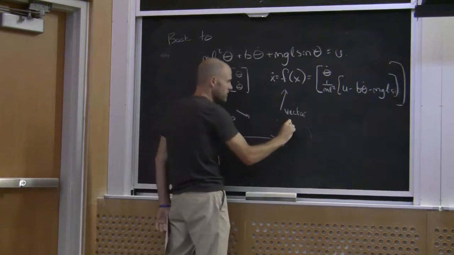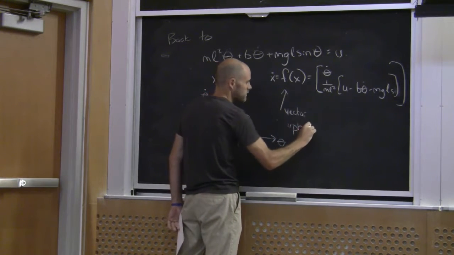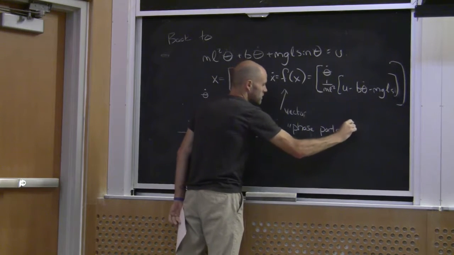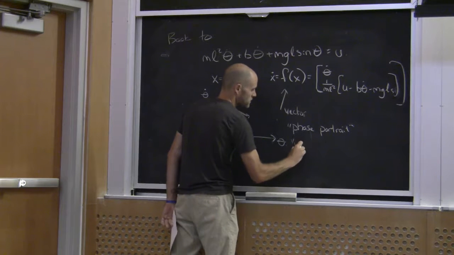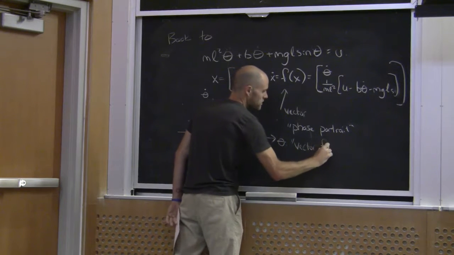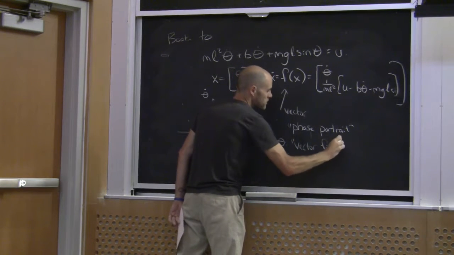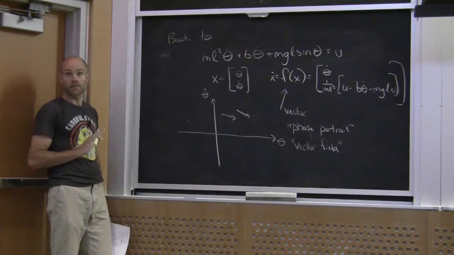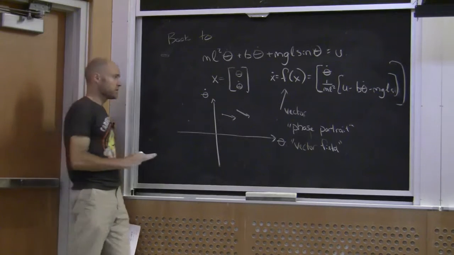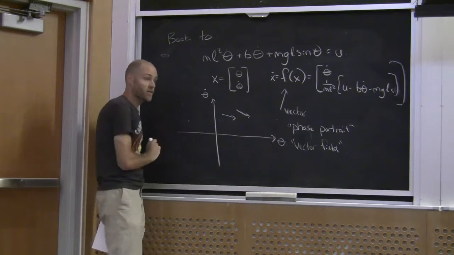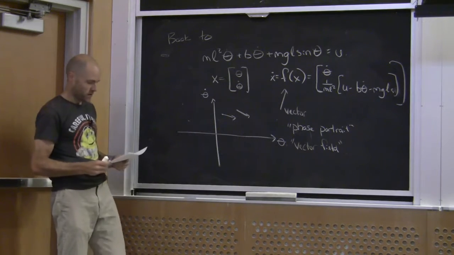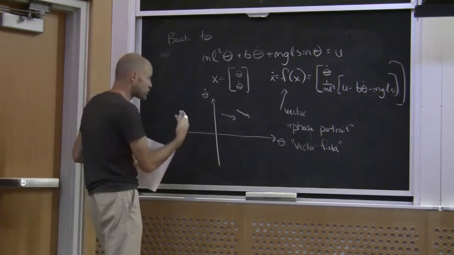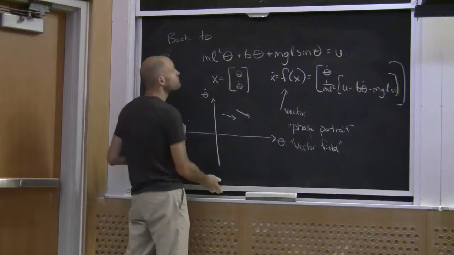Right? This is called the phase portrait or vector field of my system. Okay, so that's the way we're going to draw them. It's harder, but it's totally doable. You get used to it. So we can draw it for the pendulum.